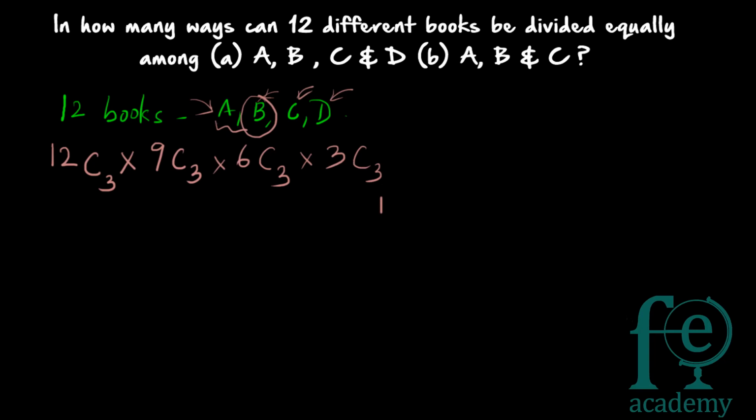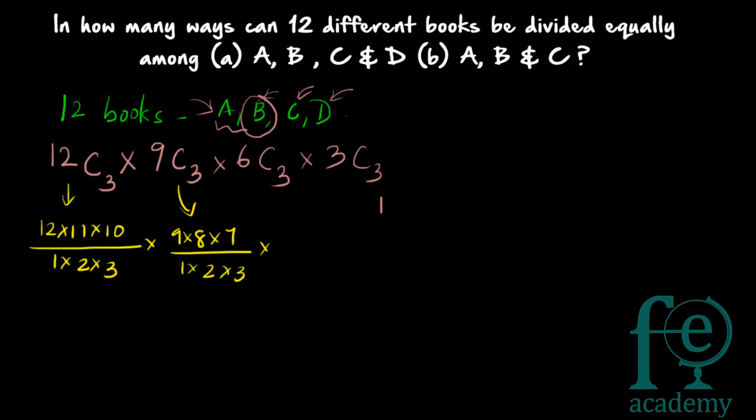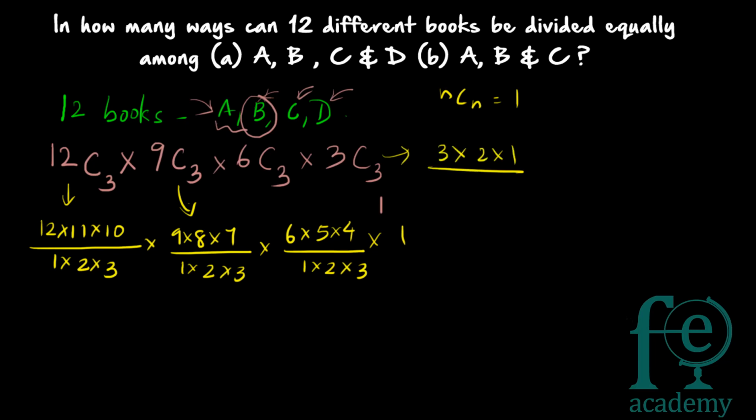So let's try to evaluate this. 12 C3 is equal to 12 into 11 into 10 divided by 1 into 2 into 3. 9 C3 will be equal to 9 into 8 into 7 divided by 1 into 2 into 3. And 6 C3 will be equal to 6 into 5 into 4 divided by 1 into 2 into 3. 3 C3 is equal to 1, since nCn is equal to 1, or otherwise we can write this as 3 into 2 into 1 divided by 1 into 2 into 3, which becomes equal to 1.